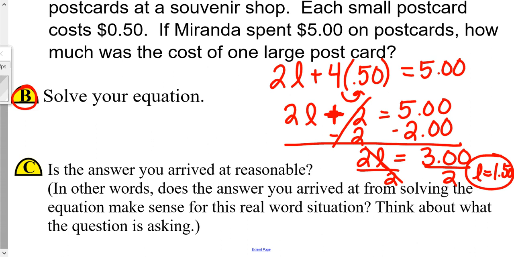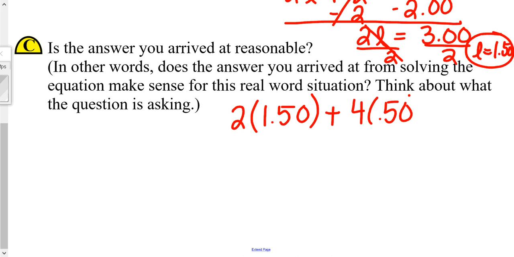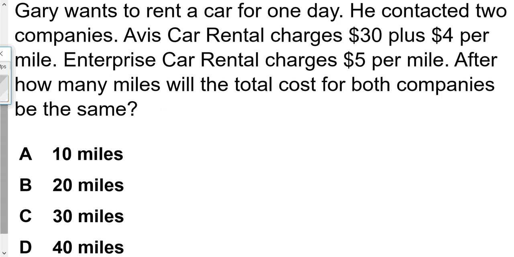So if you purchased 2 large postcards, they were $1.50 each, plus 4 small postcards. They were 50 cents each. Will we arrive at $5 total? If you go through your work, your answer is going to be yes. Okay, so now we're going to look at a multiple choice question.